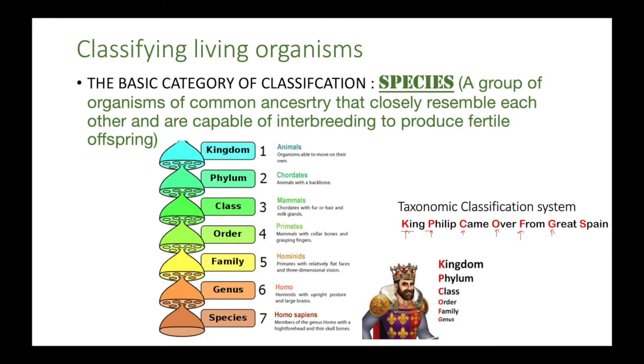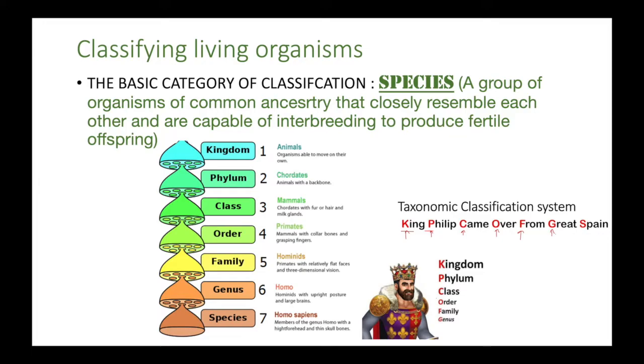And now, what is a species? A species is a group of organisms of common ancestry that closely resemble each other and are capable of interbreeding to produce fertile offspring. Then closely related species are grouped into genera or genus. Related genera are then grouped into families, and then related families into orders, and then orders into classes, and then classes into phyla, and phyla are grouped into kingdoms.